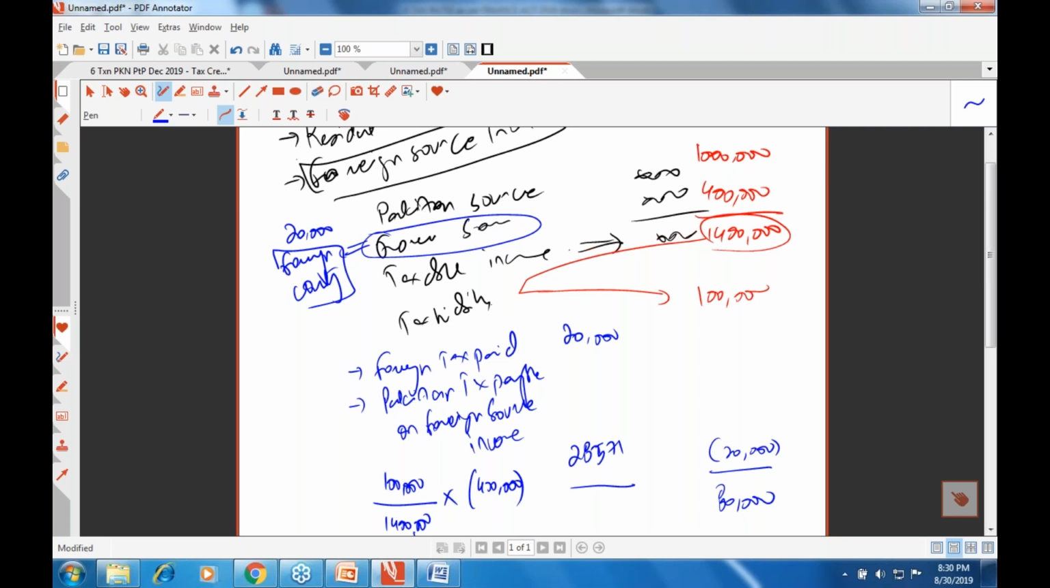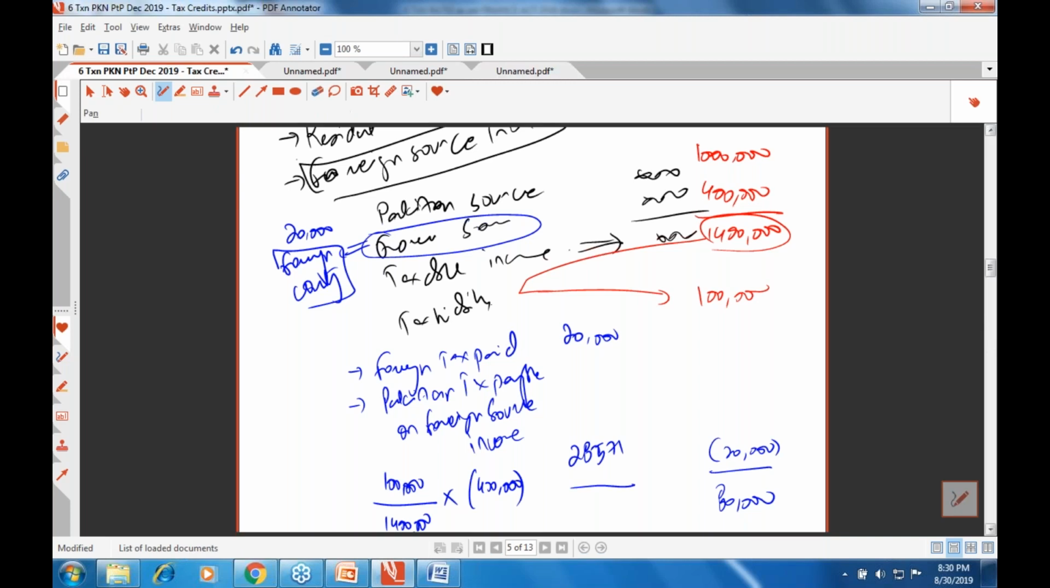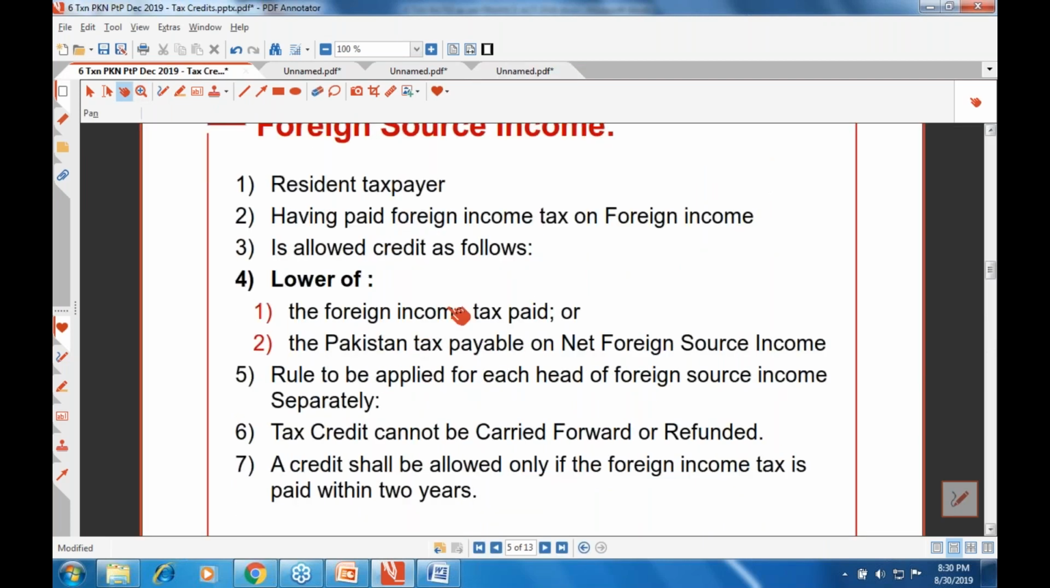Okay, is everyone okay with it? So now let's see, when we talk about foreign source income, the tax credit relating to the foreign source income is applicable to a resident taxpayer who has paid foreign tax. A very important point is you should have paid foreign income tax. If you have not paid foreign income tax, you're not eligible to claim this reduction. You are allowed tax credit at the lower of foreign income tax paid or Pakistan tax payable on net foreign source income.